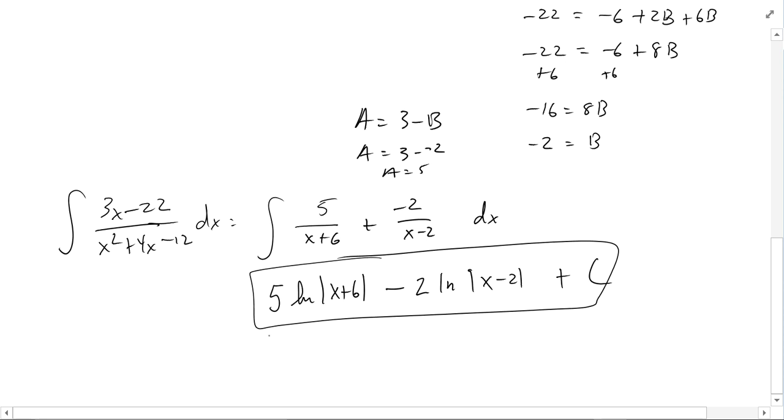So that's a quick, nice way. You get something that's super easy to find the antiderivative of in most cases, and so it makes it easy to find that antiderivative. Alright, I'm going to end this video here, and I'll do another one with another example.